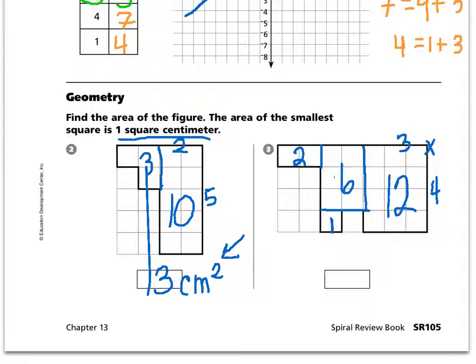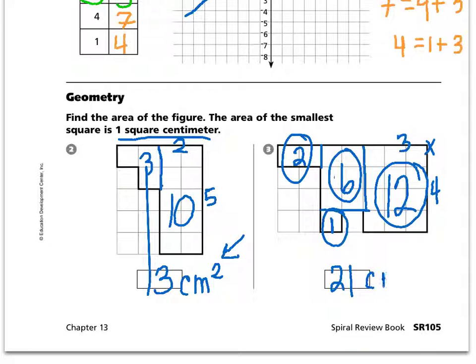Now I need to add up. 2 plus 6 is going to be 8, plus 1 more is going to be 9, plus 12 is going to be 21. So I know that I have 21 square centimeters.